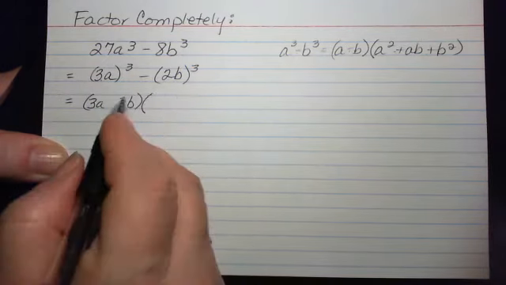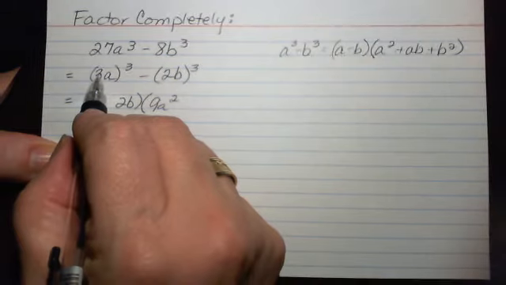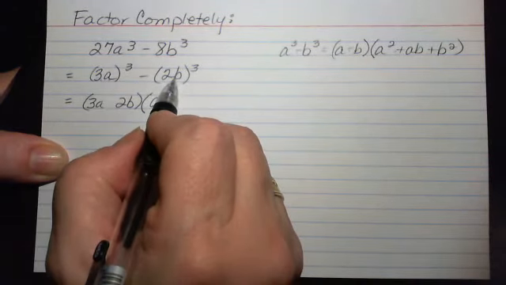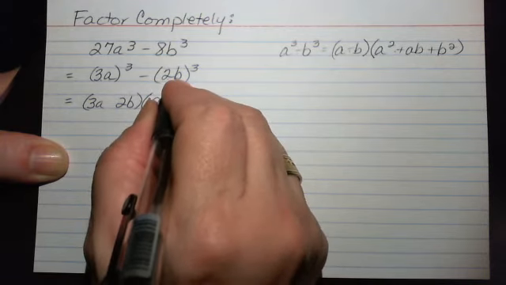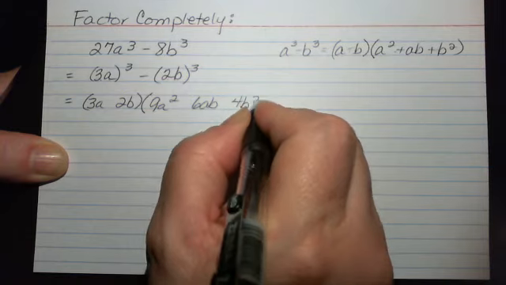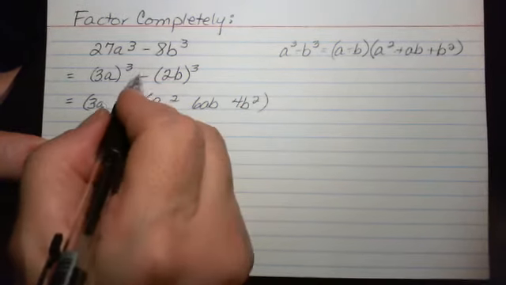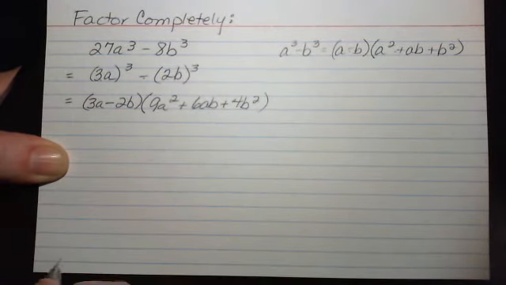Our trinomial is the square of 3A, 9A squared. A and B multiplied together, 6AB. And then our third term is the square of 2B, 4B squared. Now let's put our signs in. The same sign, the opposite sign, and always positive.